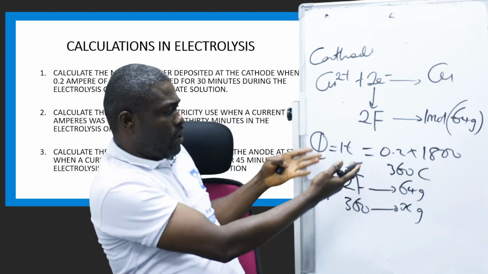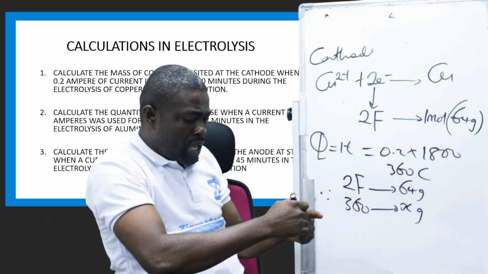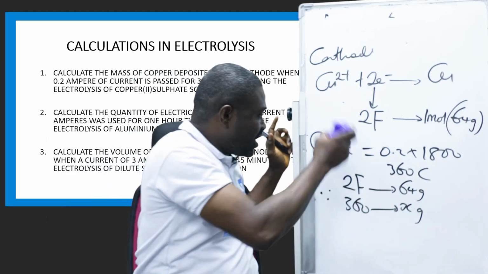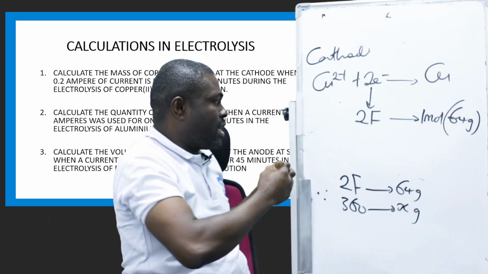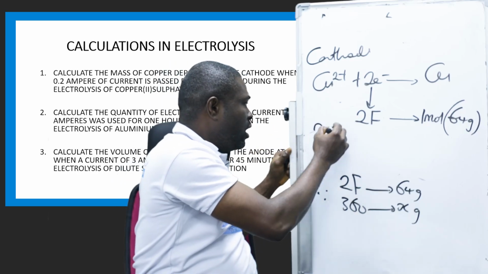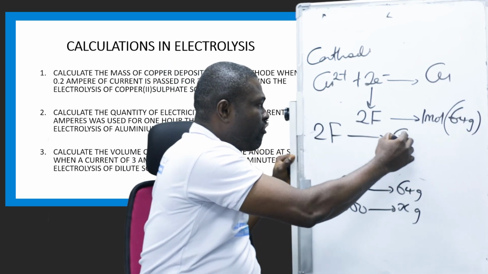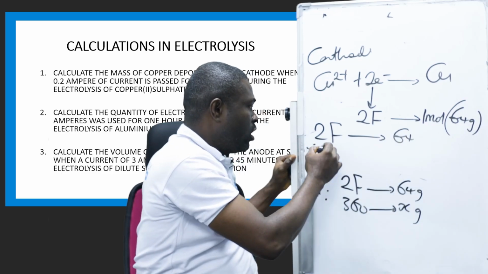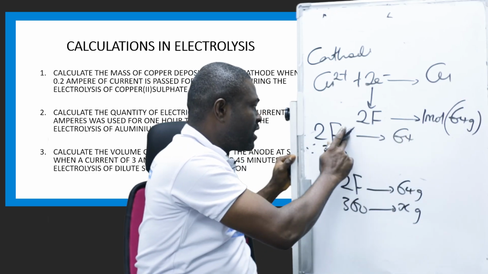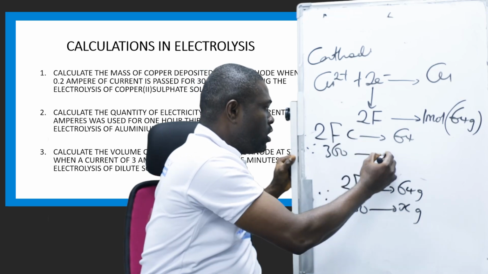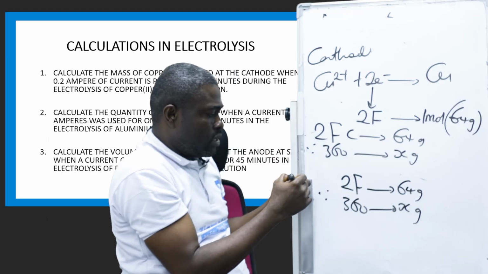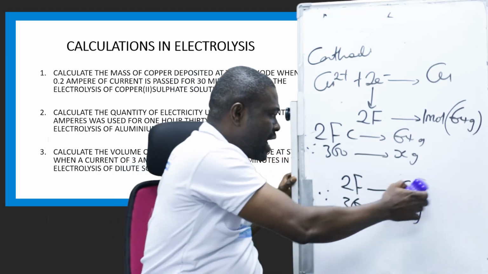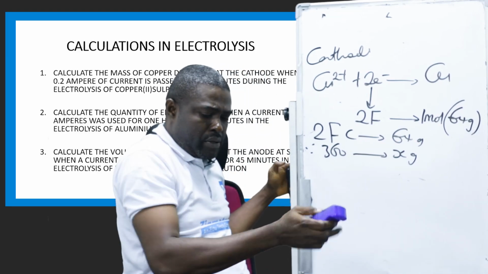So what happens here? You have it now. We have established something. What did we establish? We established that 2 Faraday is to 64 grams. Therefore, 360 coulombs, this Faraday is also in coulombs, is what? S grams. We are looking for this mass. So what do we do? Make the S subject of the formula.